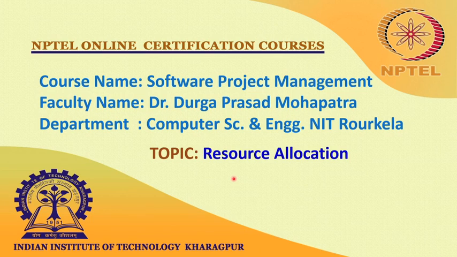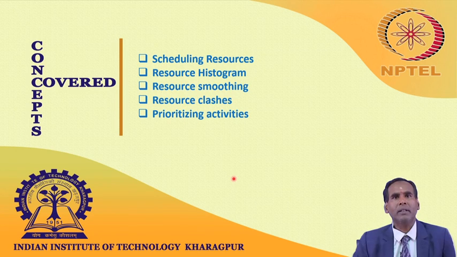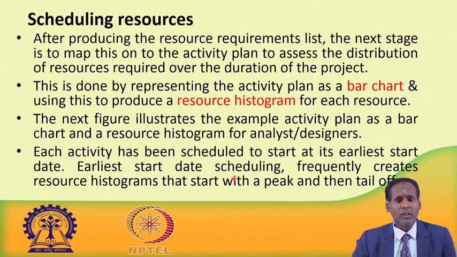Good morning. Now let us take up the next phases of resource allocation. We have already seen identification of resources in the previous class. Now we will see the scheduling of the resources, resource histograms, how to smooth the resources, that is known as resource smoothing, then the resource classes and how to prioritize the different activities. So, let us first discuss scheduling resources.